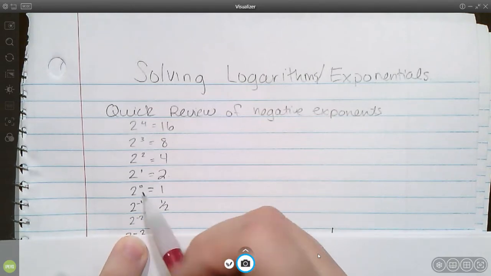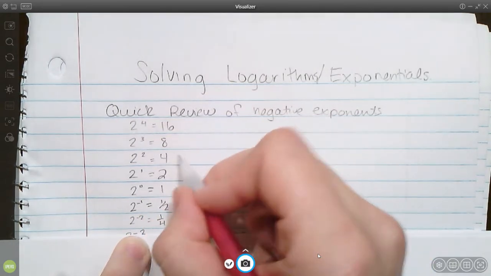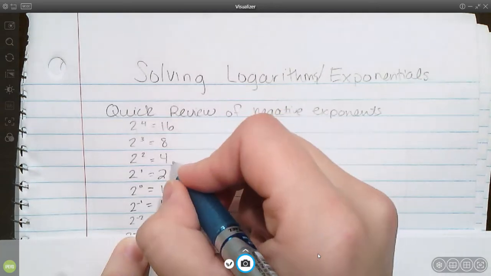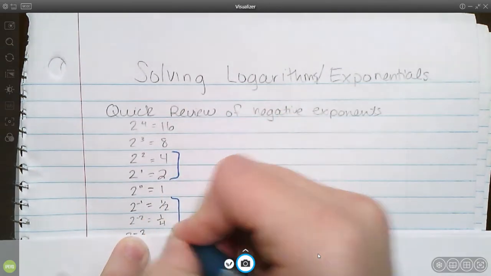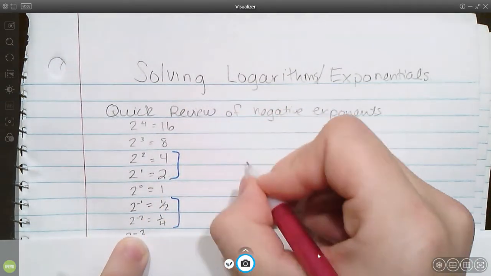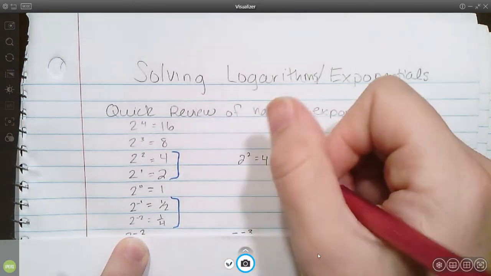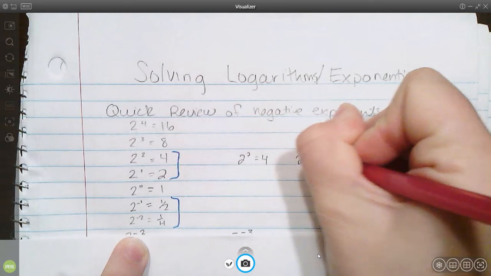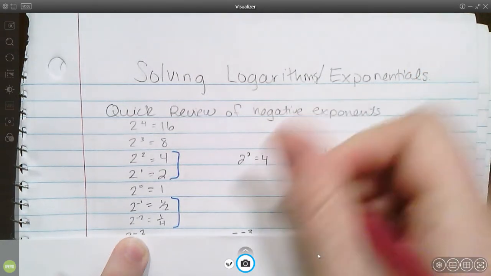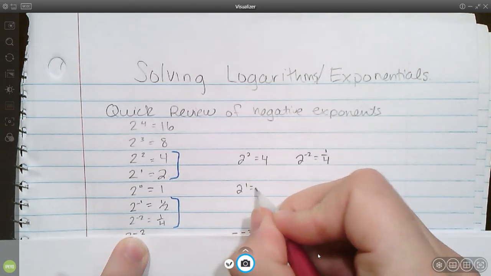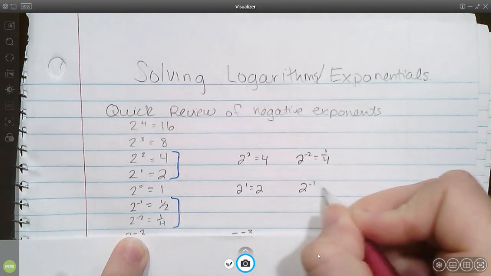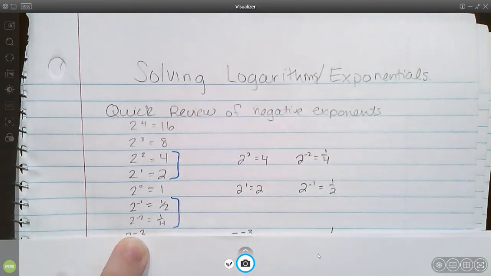So if you notice, I'm just going to pick out these two and these two to look at. So 2 squared equals 4, but 2 to the negative second equals 1/4. 2 to the first was 2. 2 to the negative 1 is 1/2.